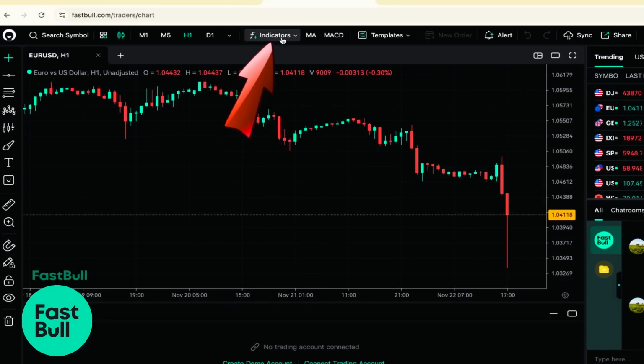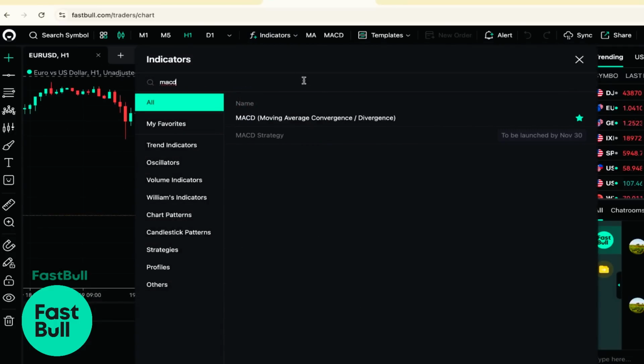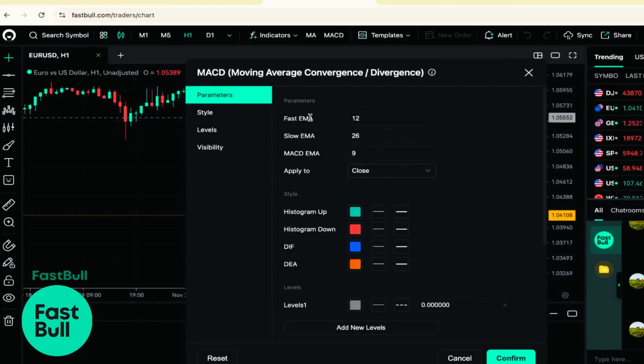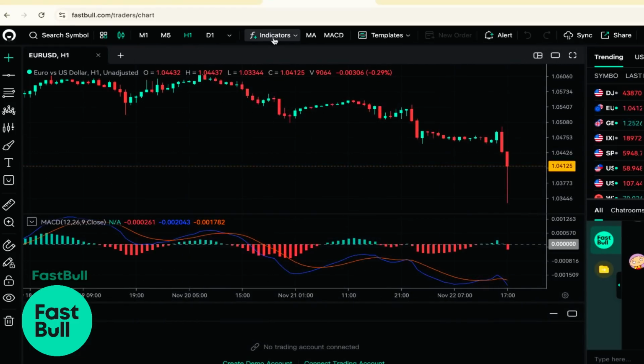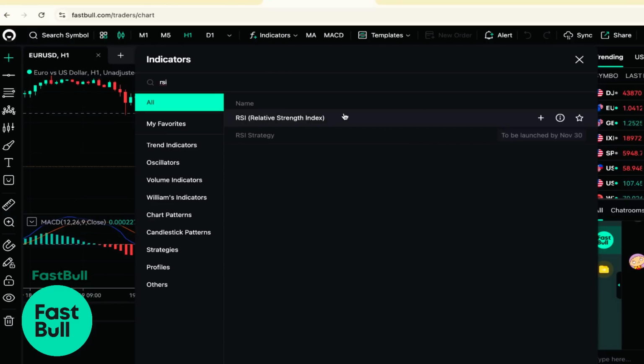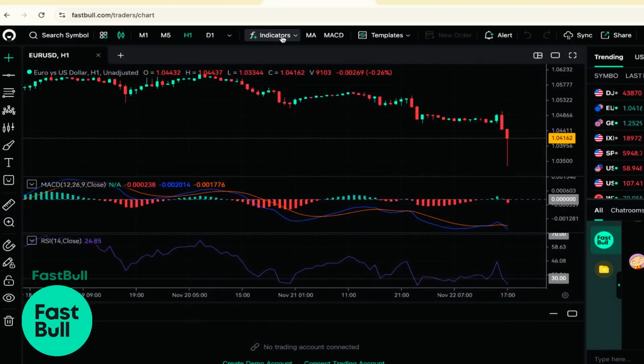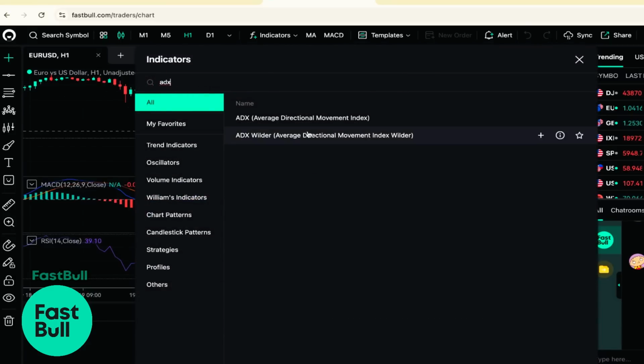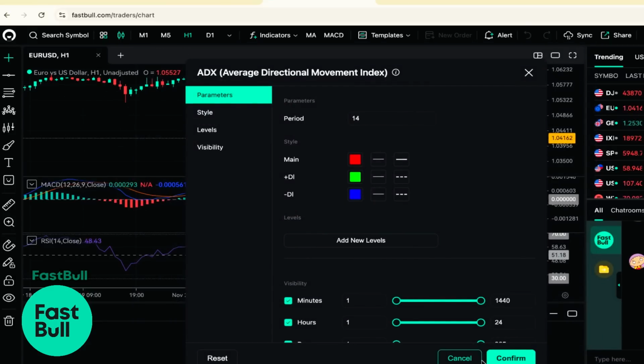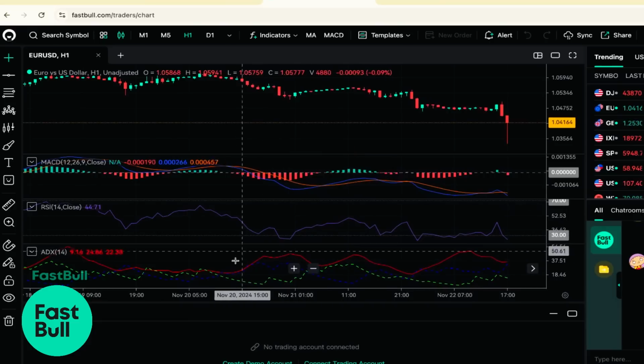For example, let's go to indicators and search MACD. This one, moving average convergence divergence. Here you can adjust the settings and here it is. Let's add another one, for example RSI. This one, you can adjust the settings, and here is our RSI. Consider you also need ADX. This one, average directional index. You can easily adjust the settings, and here is our ADX.